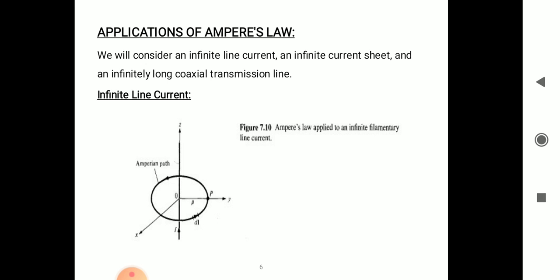So the center of the Amperian path is 0. Therefore, I am taking a dl, a small differential length on this Amperian path. The current passing through this conductor in the z direction is I.